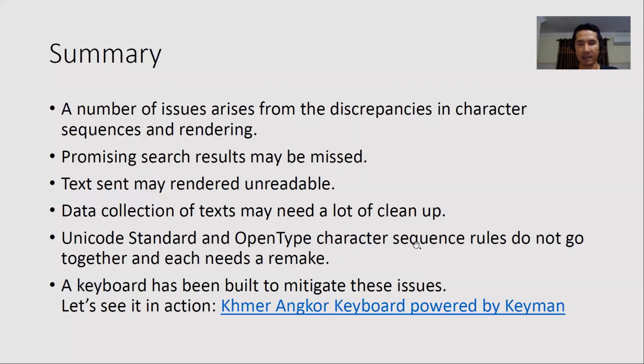So the Unicode Standard and the OpenType character sequence rules should go together, right? Because right now they don't. They really need to work on unified rules that can be adopted. And I am still open to the proposal that I have, open to discussion, investigation and collaboration if required. I am happy to be a part of a discussion, so that we can solve these discrepancies in Khmer character ordering, right?